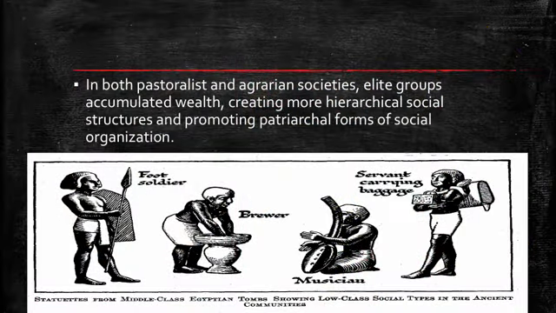In both pastoralist and agrarian societies, you start to see social stratification. Elite groups accumulated wealth. They created more hierarchical social structures. That means from the top down. And they began promoting patriarchal forms of social organization. When we talk about patriarchy, that is male dominated.